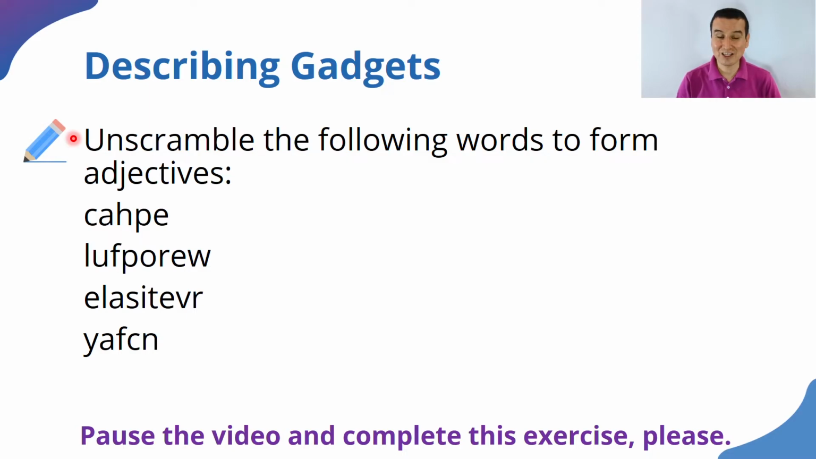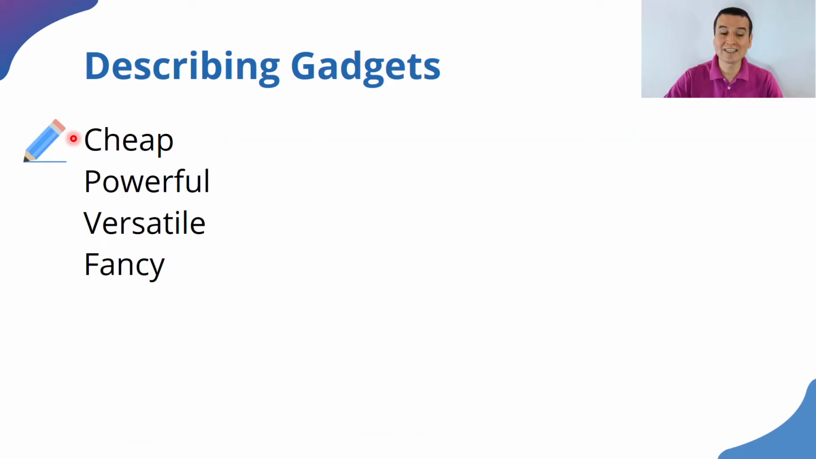All right, thank you. Now, let me show you the answers. The first one is cheap. The next one, powerful. Yes. The next one, versatile. Yes. And the last one is fancy.